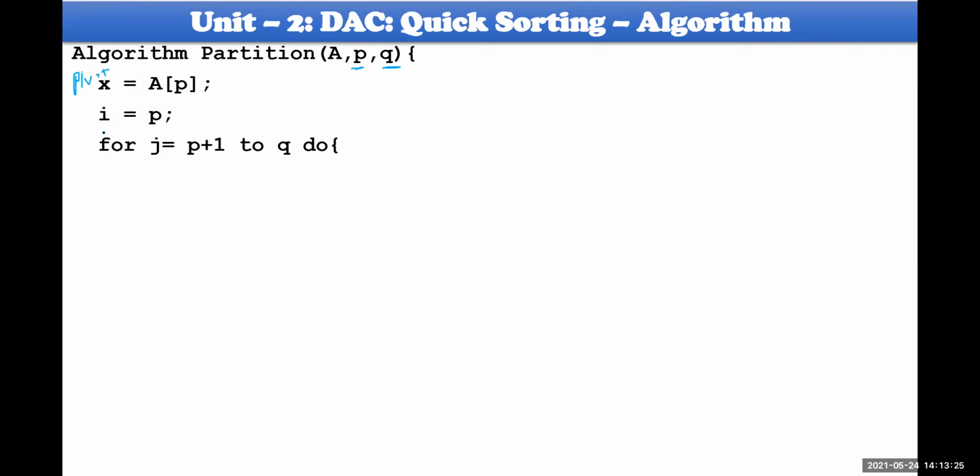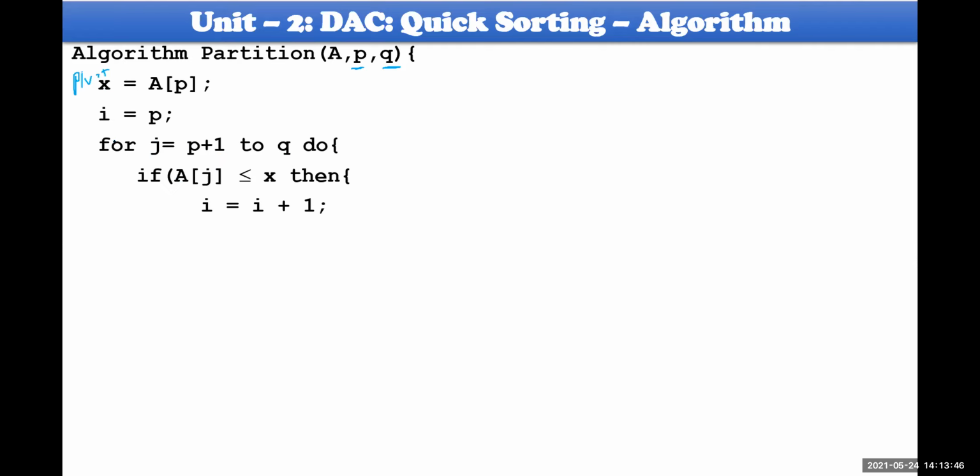I have used only one for loop. I did not use more than one for loop here. So j equal to p plus 1 to q, continue the process. If this condition is true, then if a of j is less than or equal to x, then what shall we have to do?